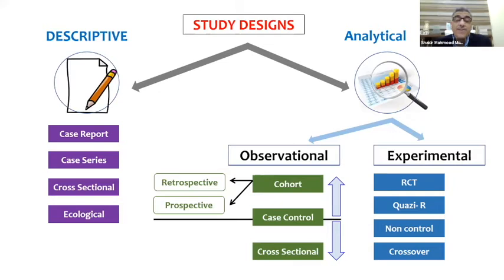The label is wrong. Case control is backward, while cross-sectional is in the middle.